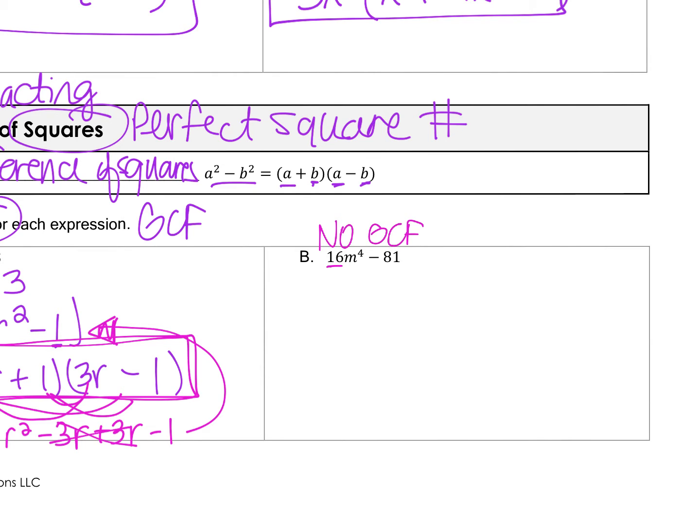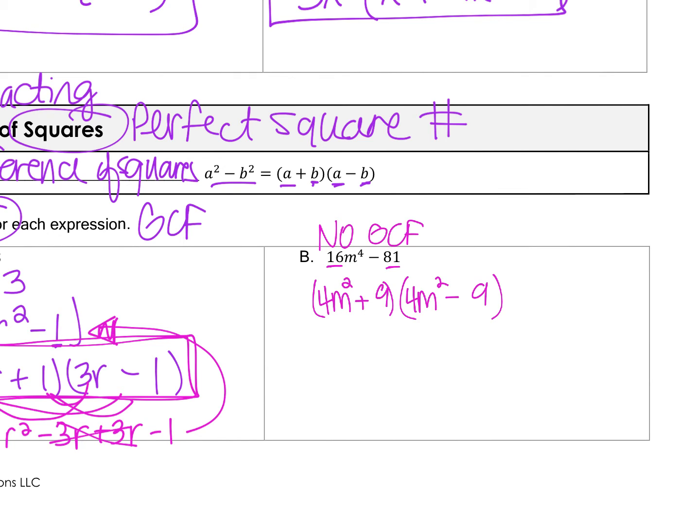16 is a perfect square, and so is 81. So I'm going to set up two binomials. So I'm going to take the square root of 16m to the fourth. So that would be 4m squared and 4m squared. If I multiply those together, it should give me 16m to the fourth. Then the square root of 81 is 9. I should have 1 plus and 1 minus.